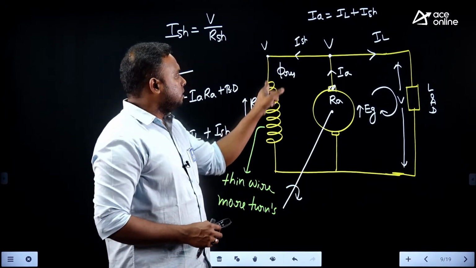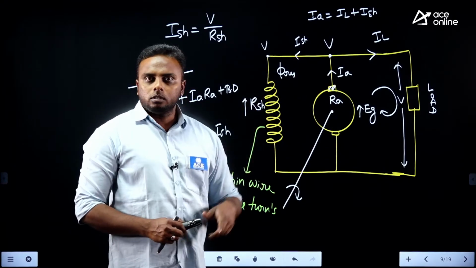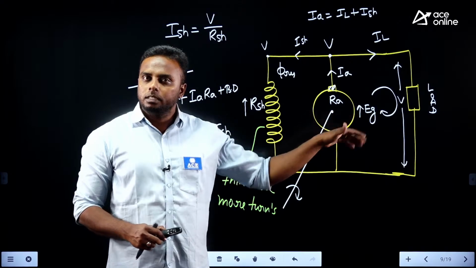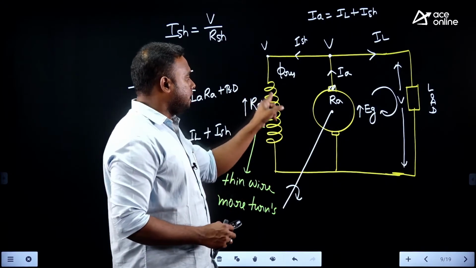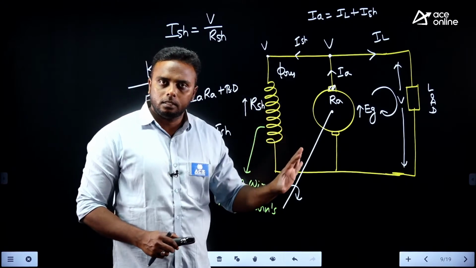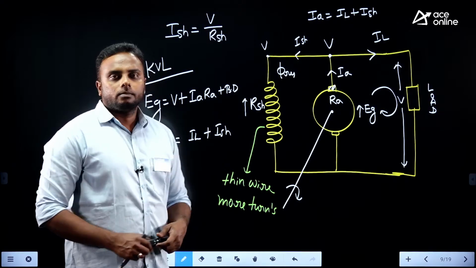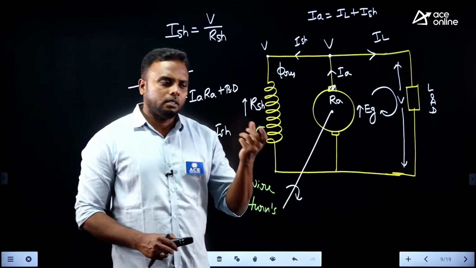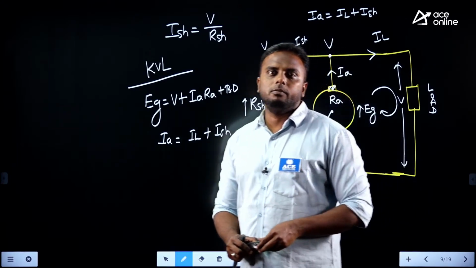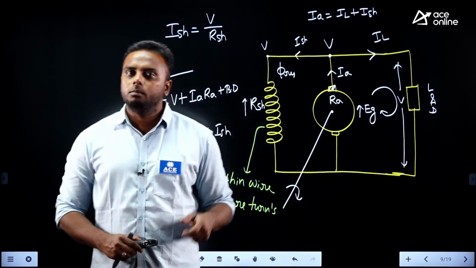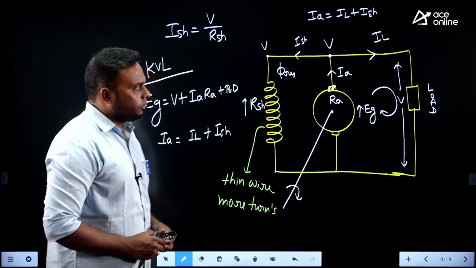If this resistance also had a very low value, then most of the current would divert towards the field winding, and the load would suffer. To avoid that problem, we simply keep a high resistance here. For that high resistance, the wire should be thin and with more turns. More turns means the length of the wire increases, so resistance increases. So these are the reasons we use thin wire and a large number of turns. This is the representation of the shunt field winding.